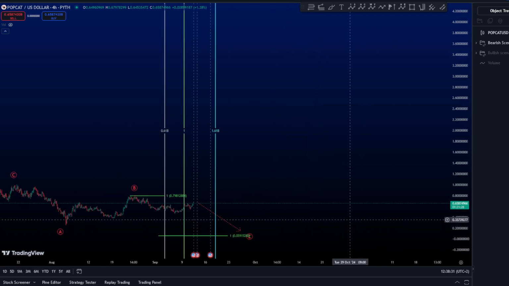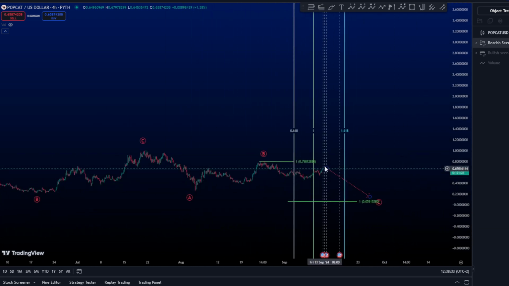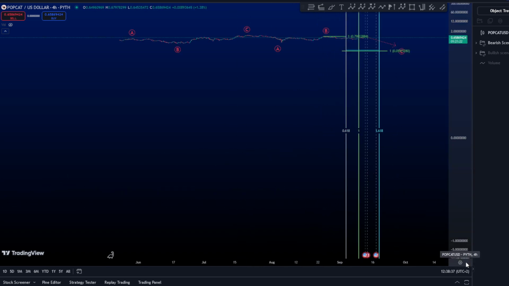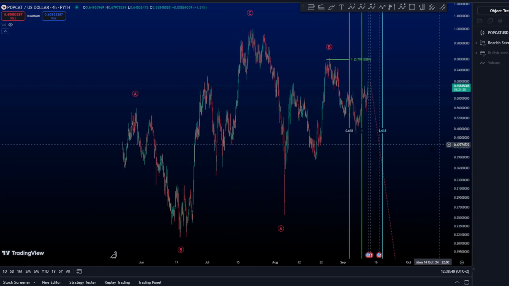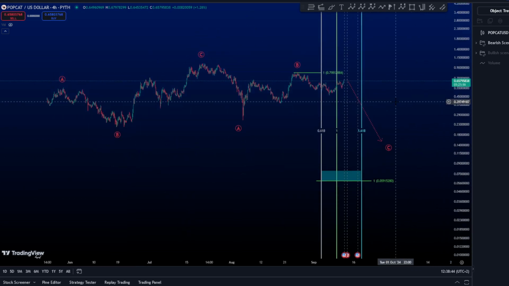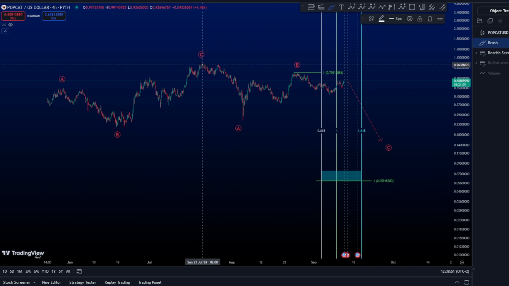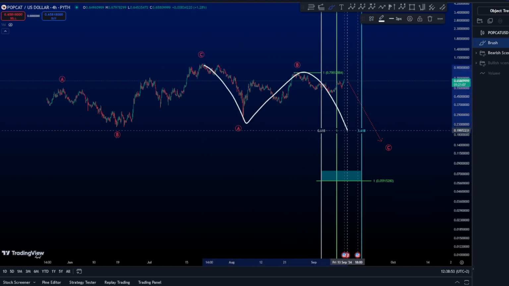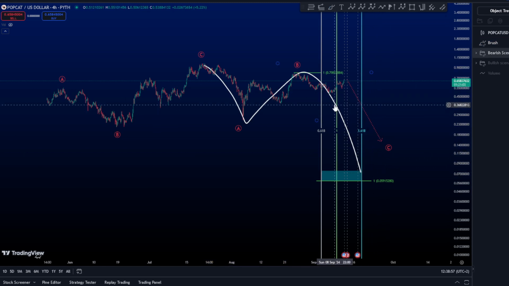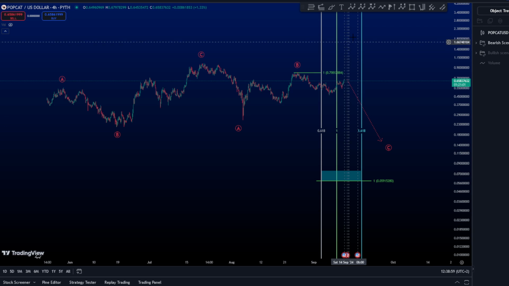So if I remove the logarithmic, this is exactly what we get with a normal chart that you normally see. However, the logarithmic chart helps me much more to see things clearer. It's going to give you the same price at the end. So what we are looking for is an A, B, C in terms of the bearish scenario. So your wave C should have already started.